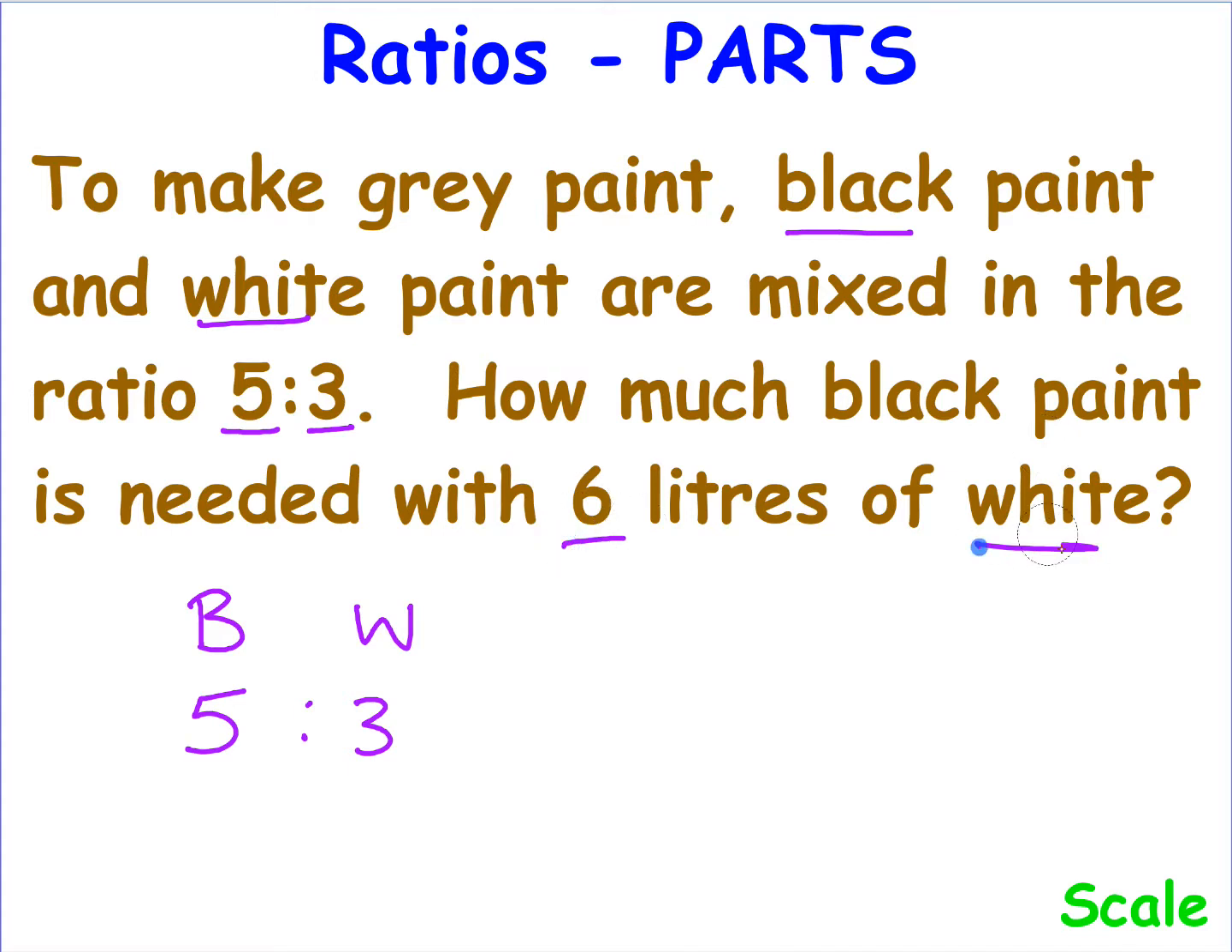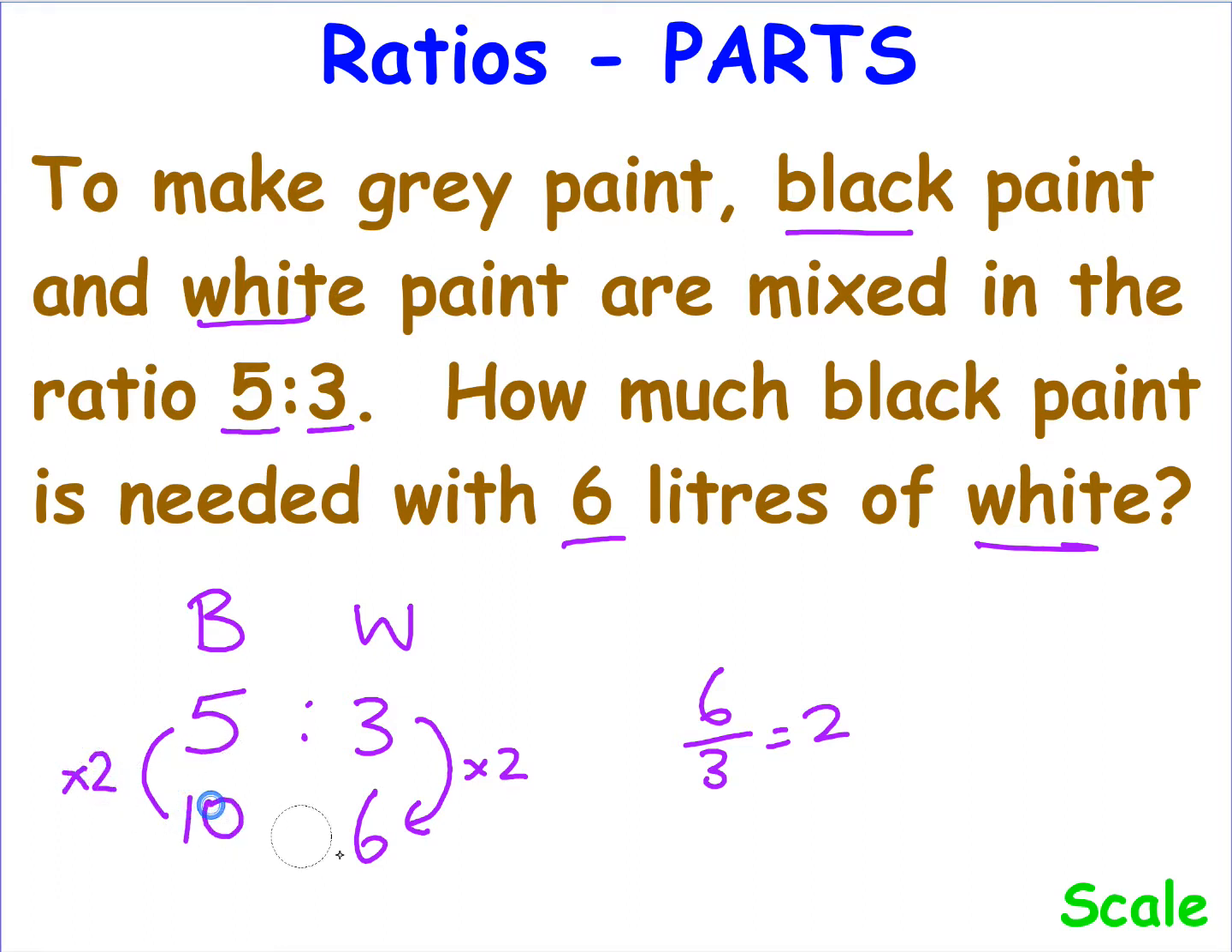So I'm giving you something very specific. It's not a total, it's something that relates to our two parts. And I'm giving you the white. 6 litres of white. So in order to work out our scale, how did I get from 3 to 6? Divide 6 by 3, and it tells me I've multiplied it by 2. So what I do to one side, I do to the other with a ratio. So 5 times 2 gives me 10. So I need 10 litres of black paint to go with my 6 litres of white paint.